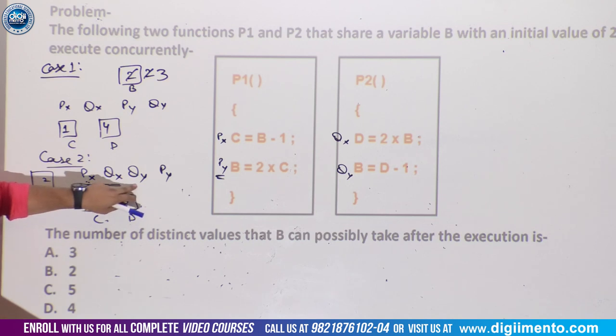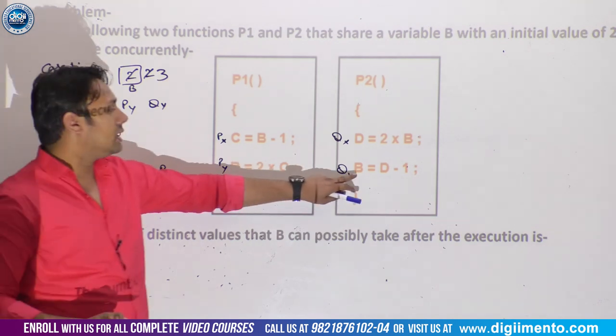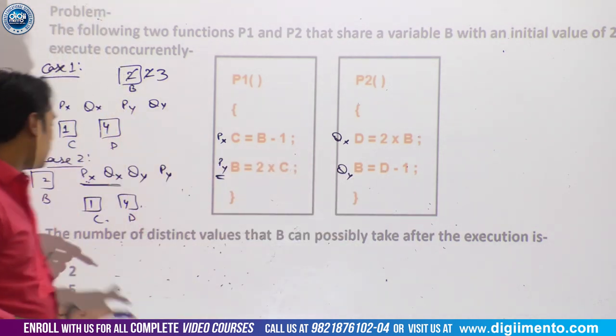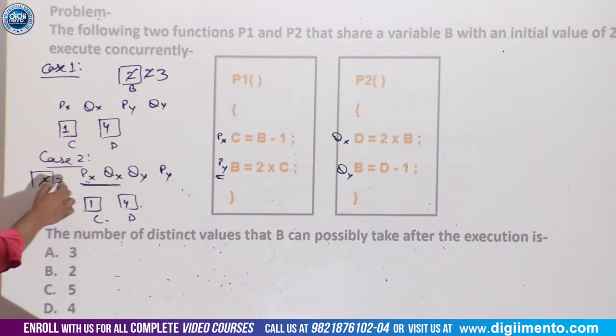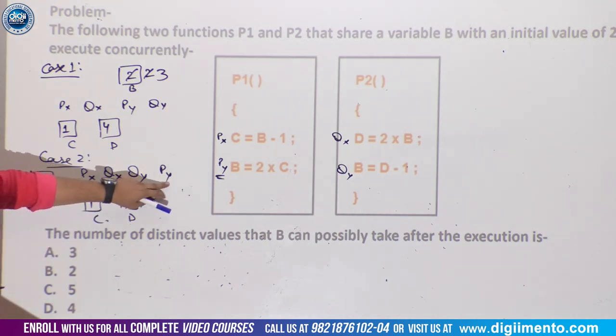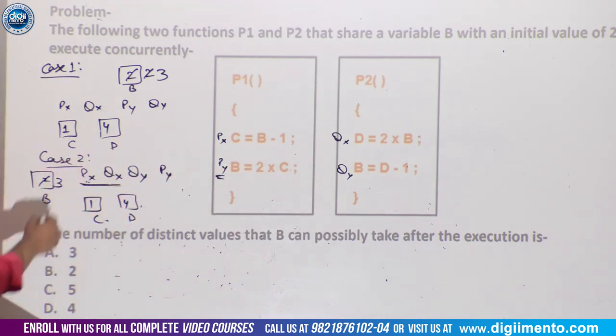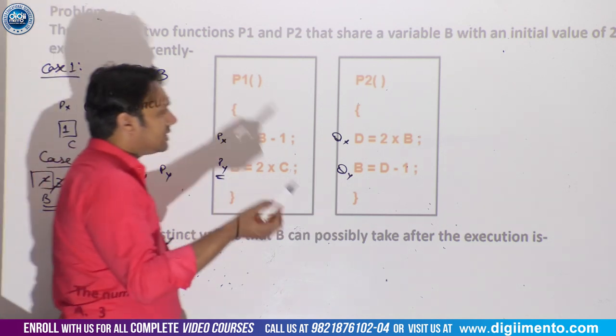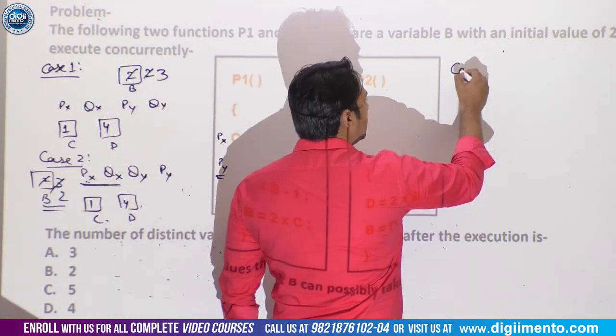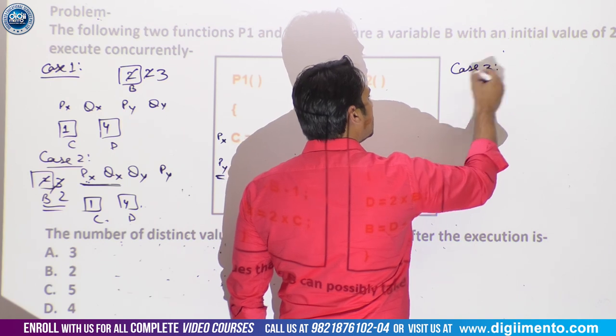Then I execute QY. QY means B is equal to D minus 1. So in this variable B, the value stored is 3. And then I execute PY. PY is B is equal to 2 into C. So in this variable B, we are going to store the value 2 again. So here the value stored in variable B is 2. Before, the value stored in variable B was 3. Now let us see, is there any more scenario possible? This is case number 3.